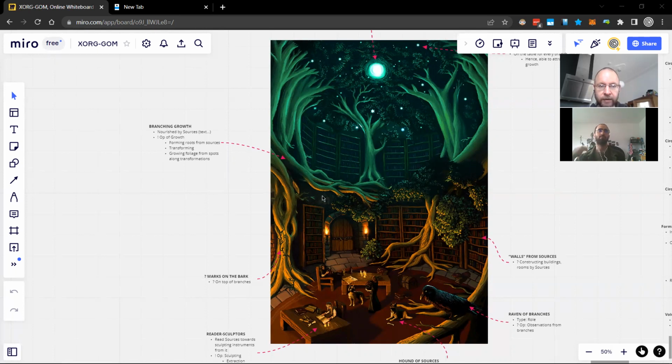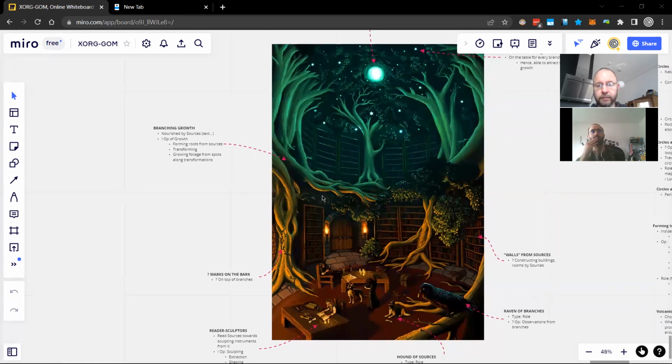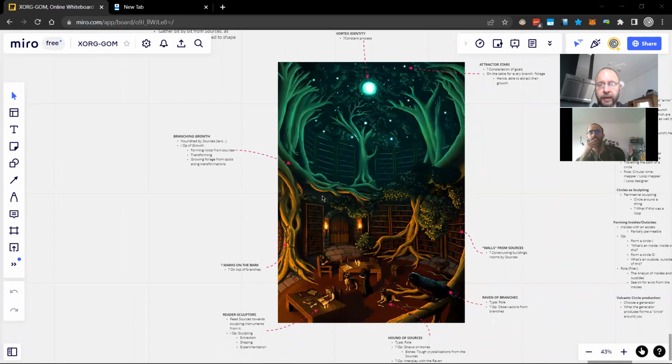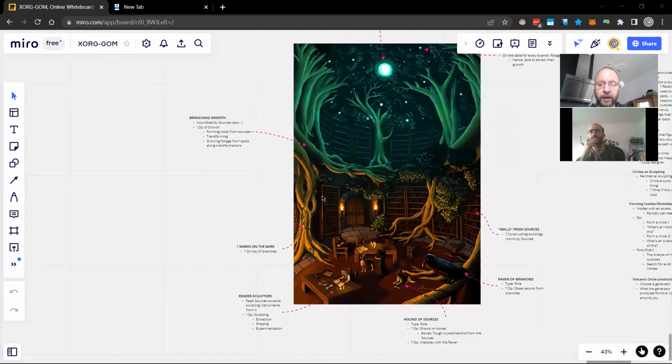Then that created this idea, of course, which was intentionally searching for exotic fragments of organization that can maybe slot together like puzzle pieces, or at least be put into the same context. So next I made this reader into reader sculptors, who read sources towards sculpting instruments from it. To develop that further, you'd come up with how you read towards sculpting, how you extract, how you shape, and how you experiment with the shapes themselves.